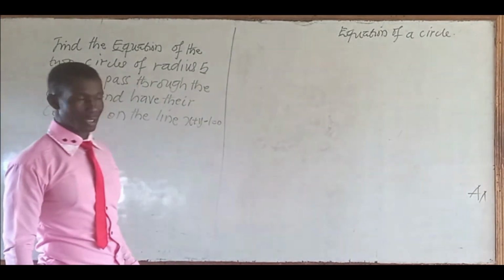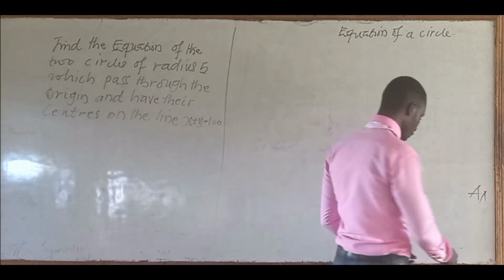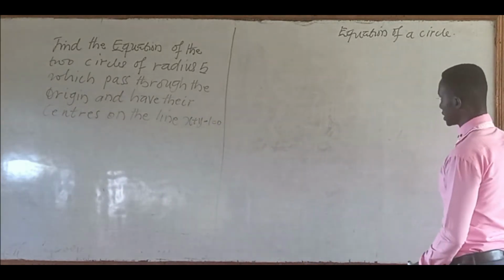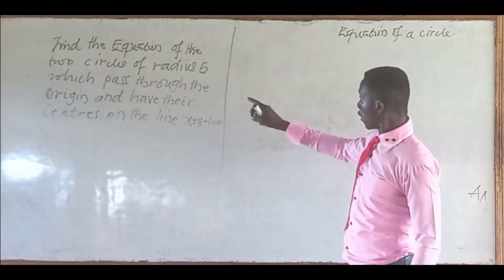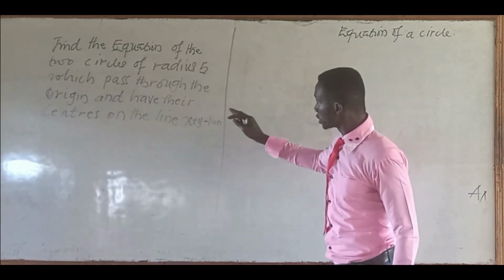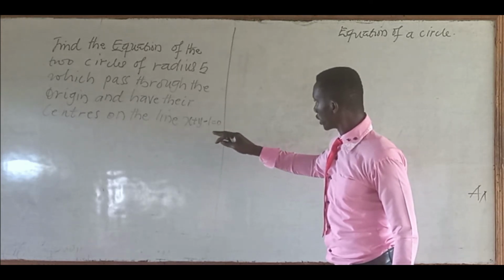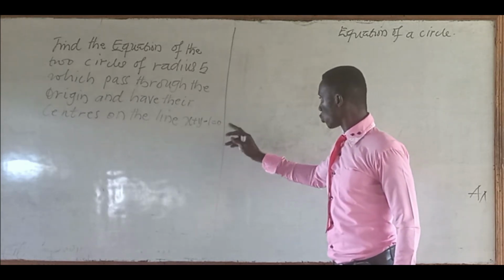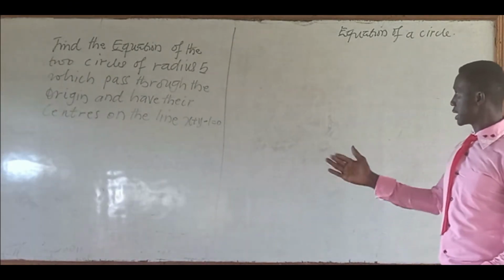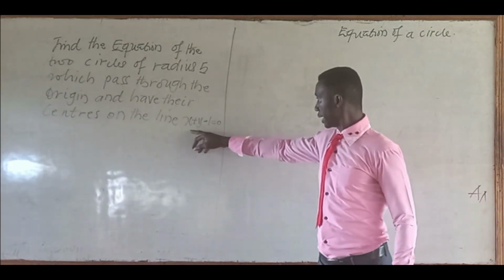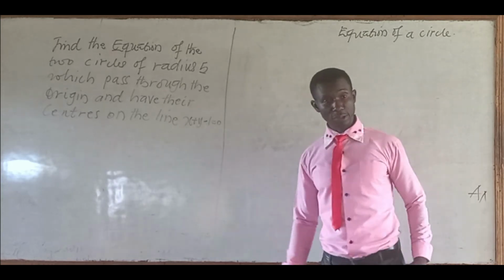Now let's have a look at a question on the equation of a circle. This question says: find the equation of the two circles of radius 5 which pass through the origin and have their centers on the line x plus y minus 1 is equal to 0. Meaning that the two circles have their centers on the line x plus y minus 1 is equal to 0.